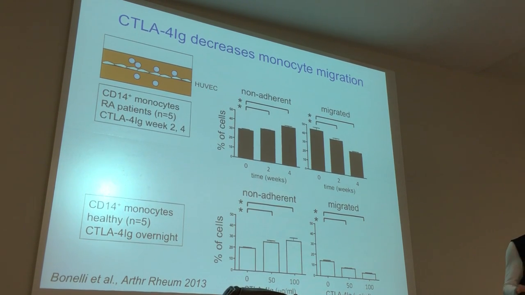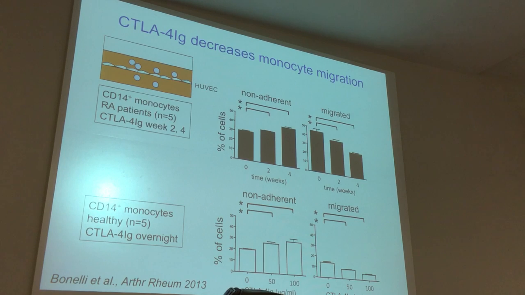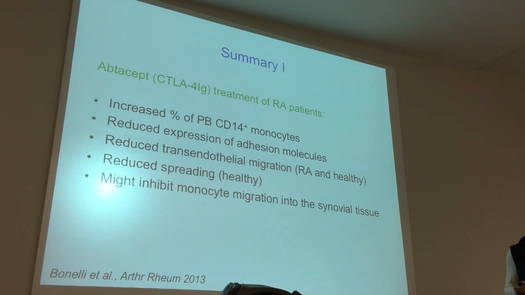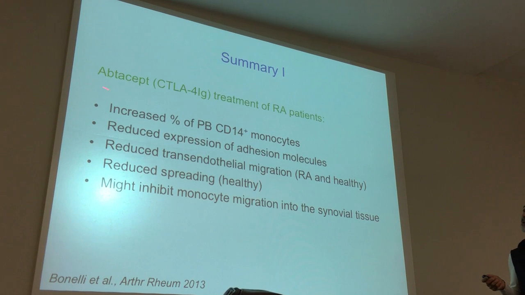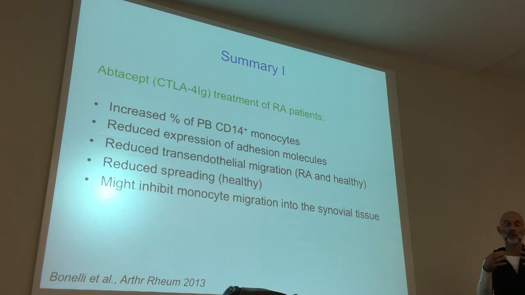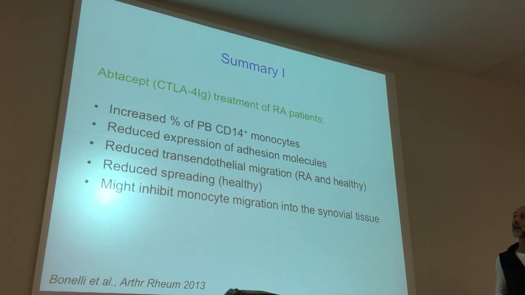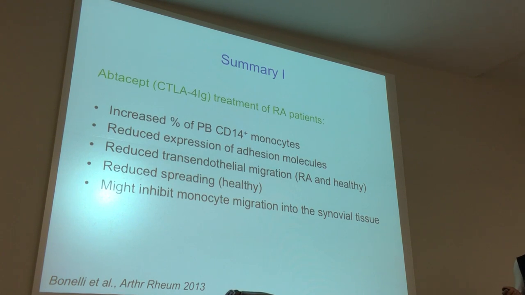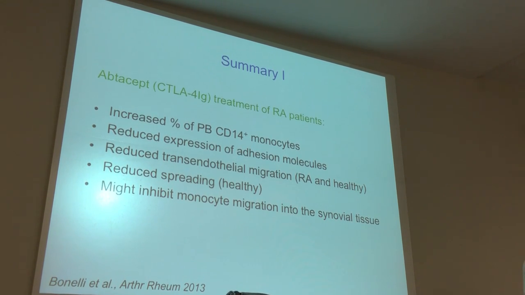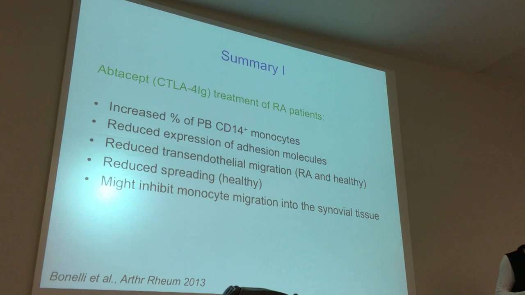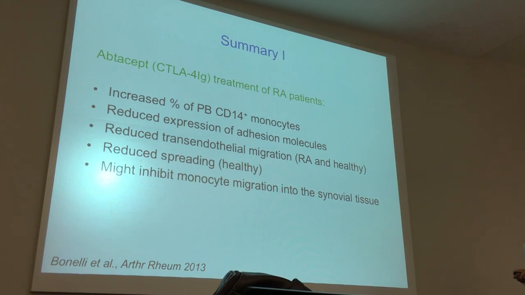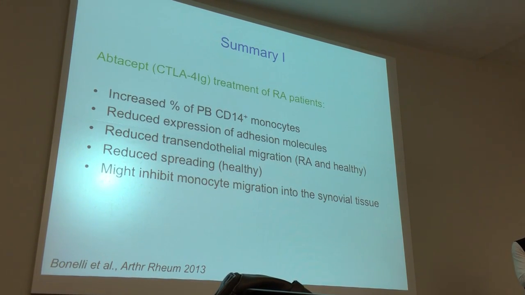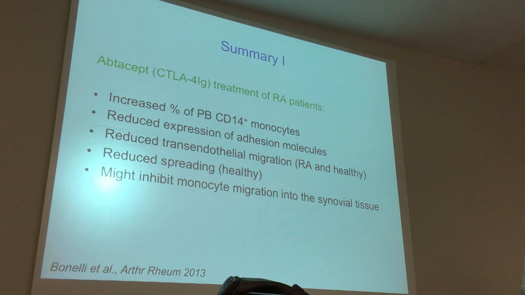So this led to the concept that the monocytes are then not able to migrate to the joints anymore, and synovial biopsies have in fact proven this. So this led to an increase of monocytes in the periphery because they can't migrate to the inflammatory tissue anymore. They also have reduced expression of the T-cell molecules, which fits to that. They have a reduced transendothelial migration, and this might explain a reduced migration to this inflammatory tissue.